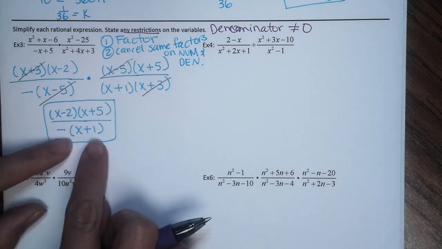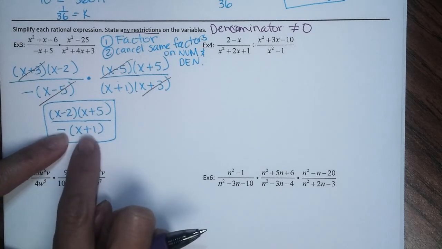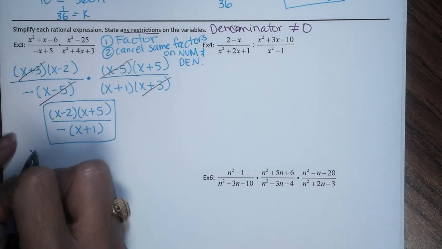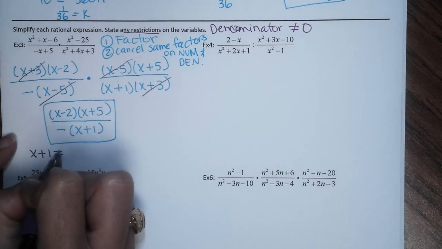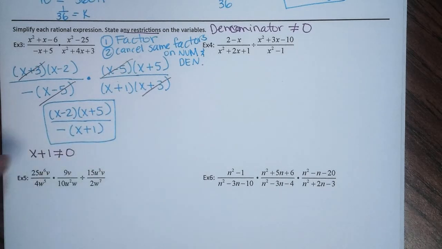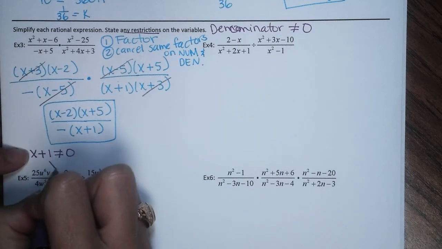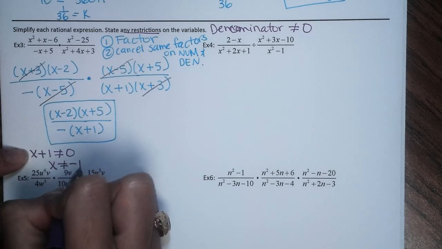So I always start with my answer. X plus 1 is on the denominator. So that means that x plus 1 cannot equal 0. That's one of the restrictions. Now I will simplify that and put that x cannot equal negative 1. So that's one of my restrictions.